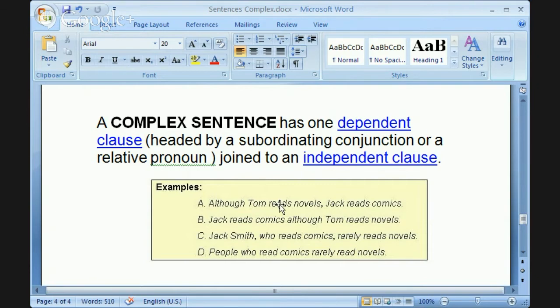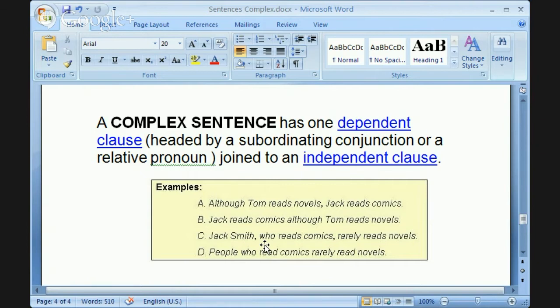Now, example C: Jack Smith, who reads comics, rarely reads novels. Now, in the middle of the sentence, separated by two commas, we have a dependent clause. If I said to you, "who reads comics?" Well, not as a question, but as a statement, that would make no sense at all. Thus, it is a dependent clause. This is called a relative clause. It has a relative pronoun, who.